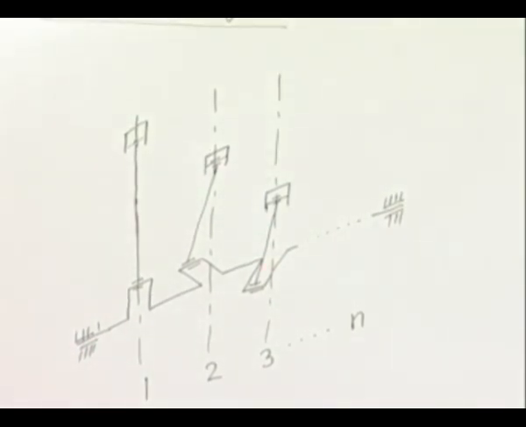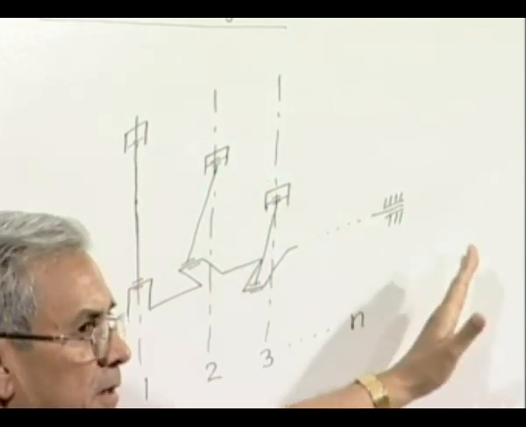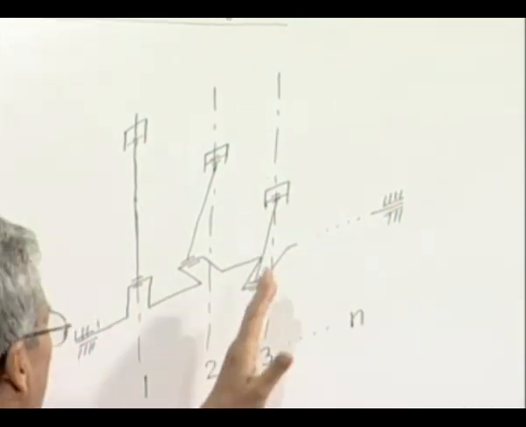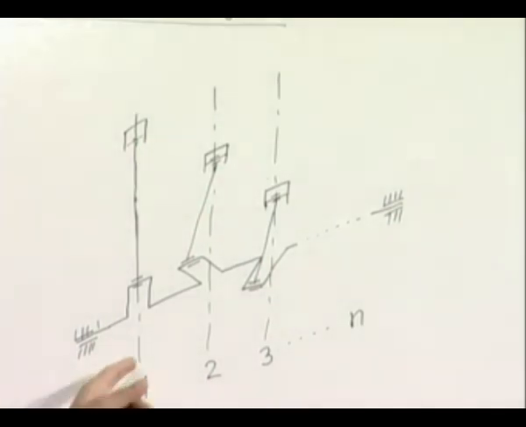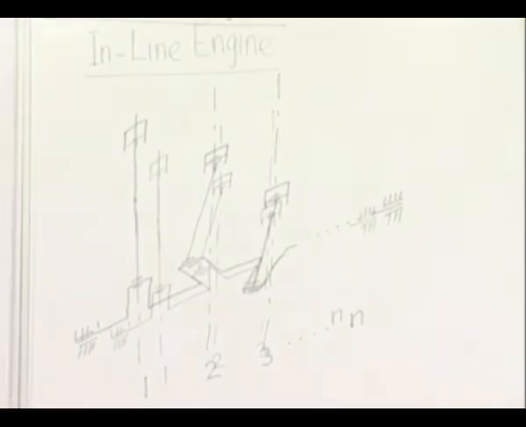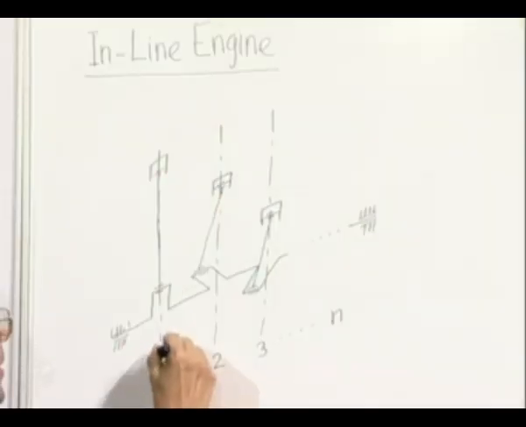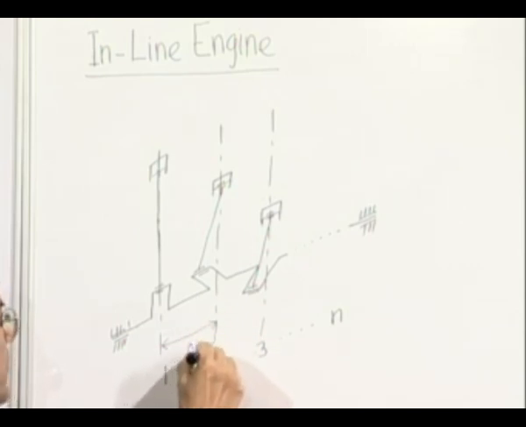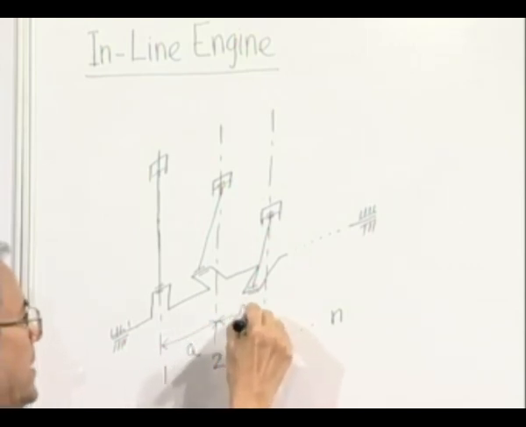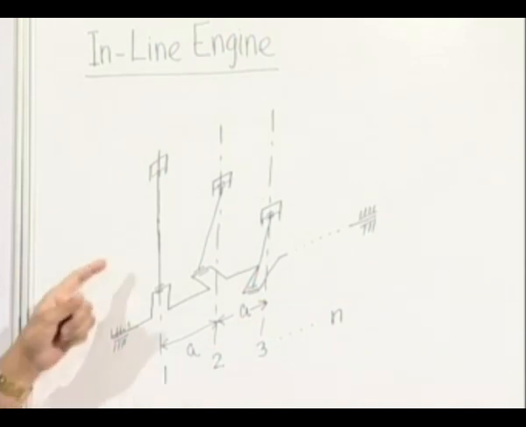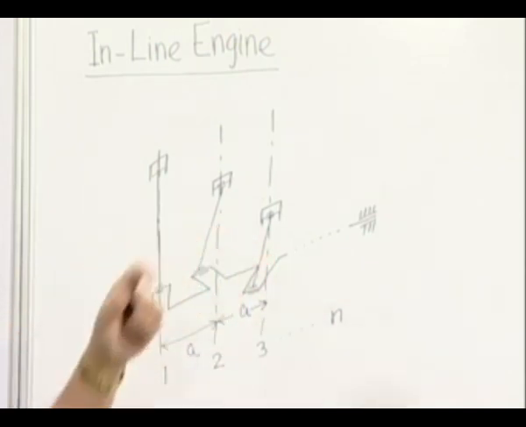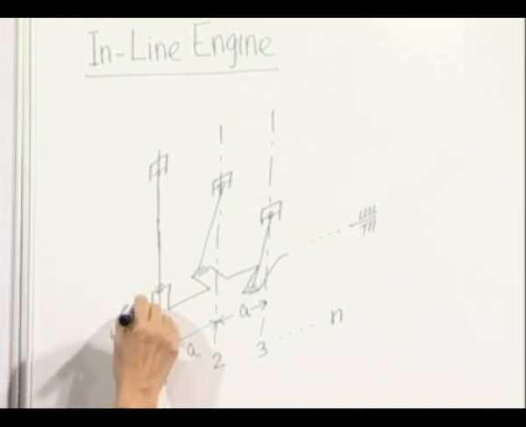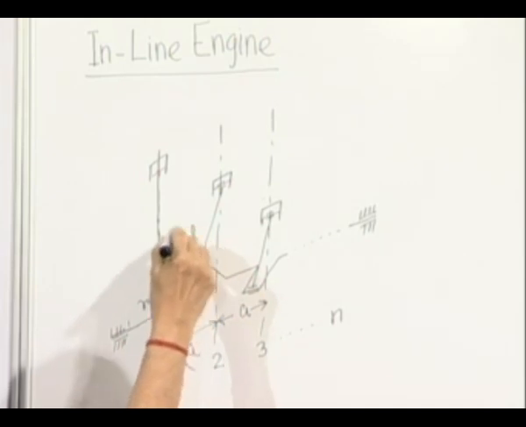So, in inline configuration, the center lines of each and every slider crank mechanism are parallel. Next, the gap between each is something fixed, say a, it is uniform. And as already mentioned, each of these units are also identical in their dimensions and masses. Say let the crank radius for each be r, connecting rod length be l.